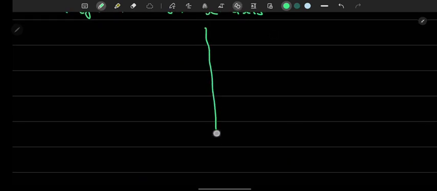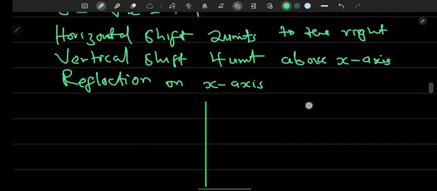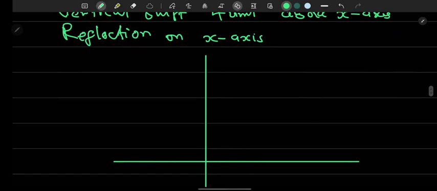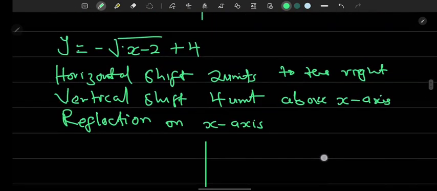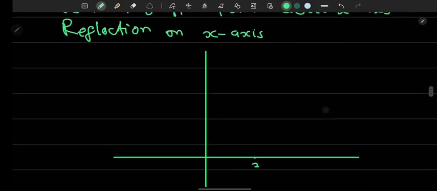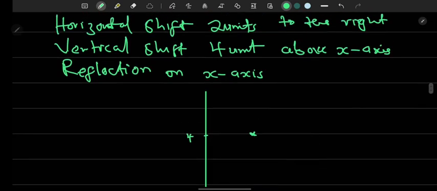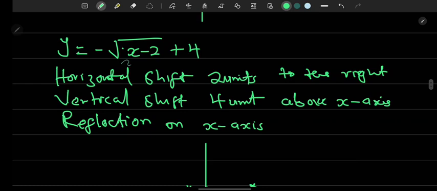Okay, this is our graph. I would like to take this down a bit. So let's start from the horizontal shift, which is 2 units. Let's say this point here is 2. Then for the vertical shift we have 4, let's say this point is 4. But before then, when you look at this, minus square root of x minus 2, the minus is very close to the square root compared to the 4.